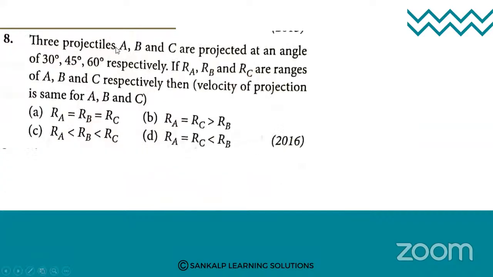Is the next question. Three projectiles A, B, C are three objects projected at angles of 30 degree, 45 degree, 60 degree respectively. If RA, RB, RC are the ranges of A, B and C respectively, then, using the relation for range and angle, you can tell whether option A, B, C or D is right.